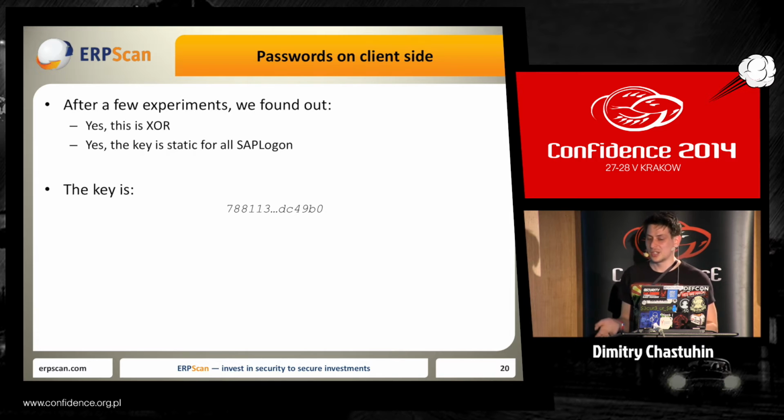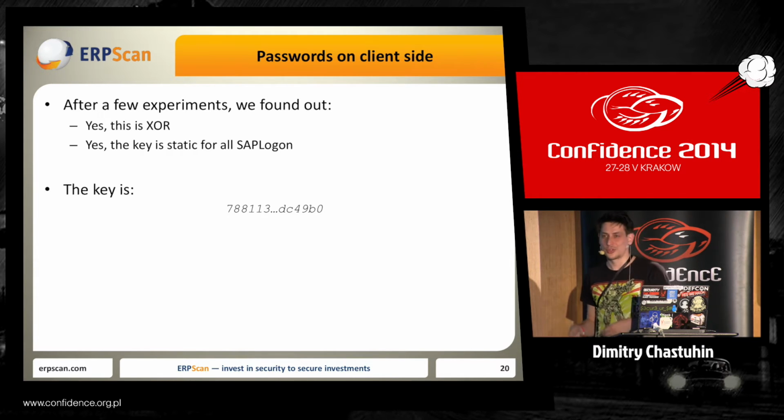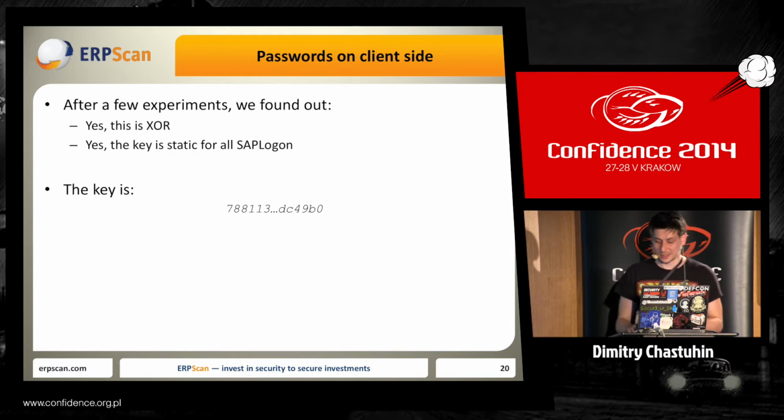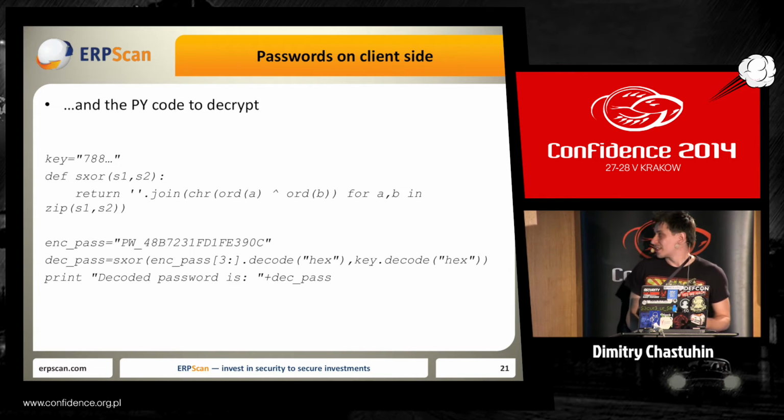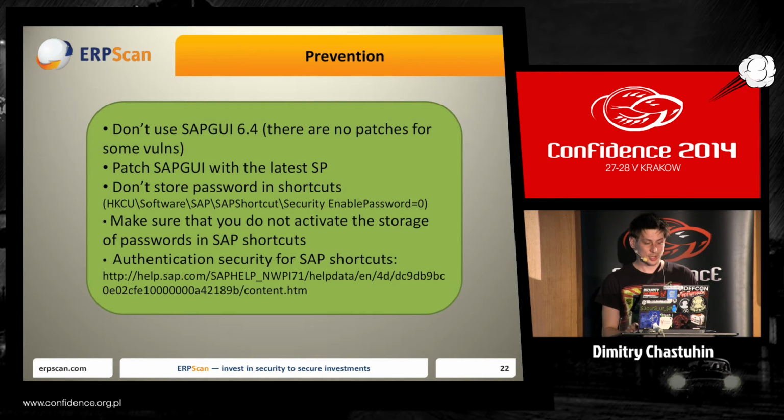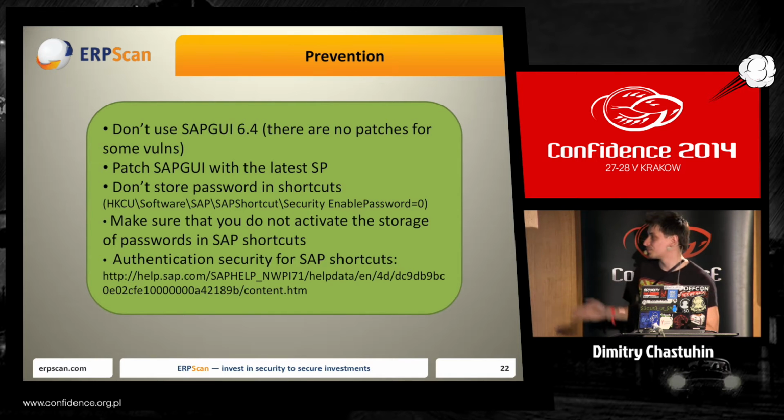I checked this key on different versions of SAP GUI and understood the key is static and equal for different SAP GUI on different versions. On the slide you can see part of the key. On this and the next slide I will not publish the encryption key because we have some agreements with the SAP company, but if you send me a message, I will give you all this stuff, and also I will give you a tool for decryption, but not on the slide. And of course, there is a little Python code for decryption and a list of prevention actions.